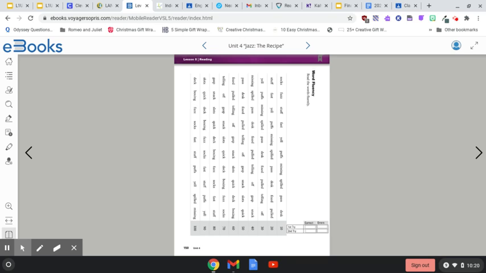Please turn to page 150 in your student books. We're going to go through a read aloud of the fluency chart, and then we're going to do our fluency activity. Read along with me on the count of 3.